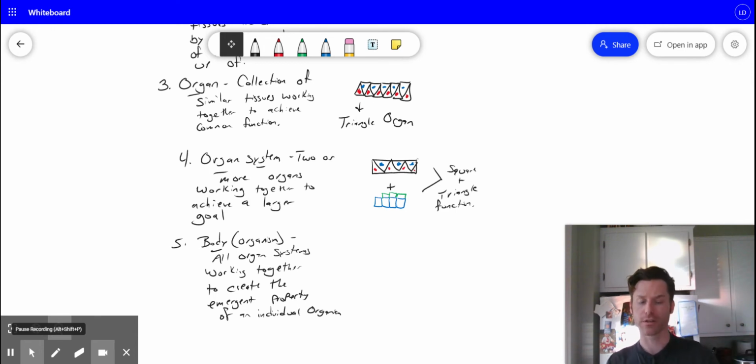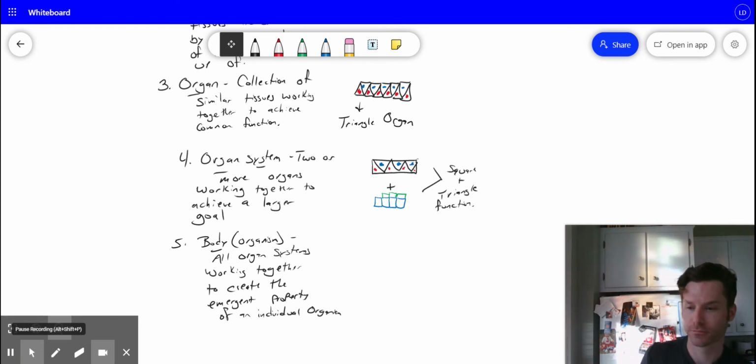And so continuing with our model of triangles versus squares, I now have a triangle organ. It's made up of 2 different types of triangles. I have red triangles and I have blue triangles. Ultimately, they're doing triangle-y things, right? And so this organ overall is still going to do triangle things because it's made up of triangle tissues, and triangle tissues are made up of triangle cells. And so because the cells can do triangle things, the organ can do triangle things.